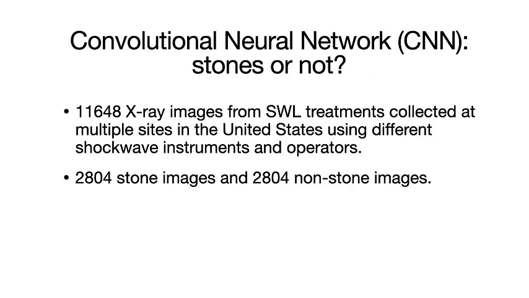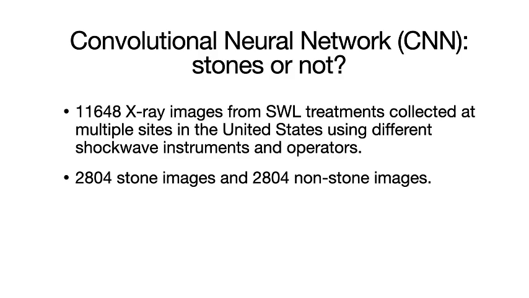I get it. We used 11,648 X-ray images. These images were collected from shockwave treatments at multiple sites across the United States, using different shockwave instruments and operators. You can imagine it took a long time to sort through all the images. After analysis to remove ambiguity, the final dataset consisted of 2,804 stone images and 2,804 non-stone images.